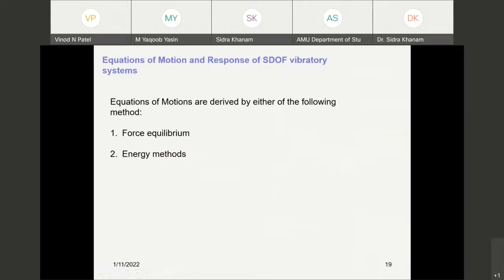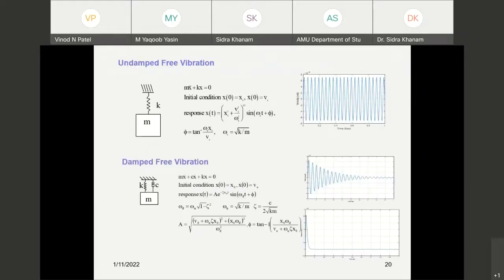Then the equation of motion, how to solve those equations of motion. As you know, equations of motion can be solved by force equilibrium conditions or by means of energy methods. I am not going into the detail because all of you know about that. Suppose there is an undamped free vibration system here. For that, the equation can be mx double dot plus kx is equal to 0. You can derive the equation, and you can solve this equation by using the MATLAB ODE solver. These results are based on that ODE solver.